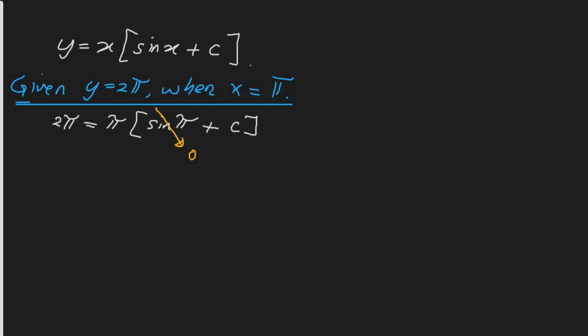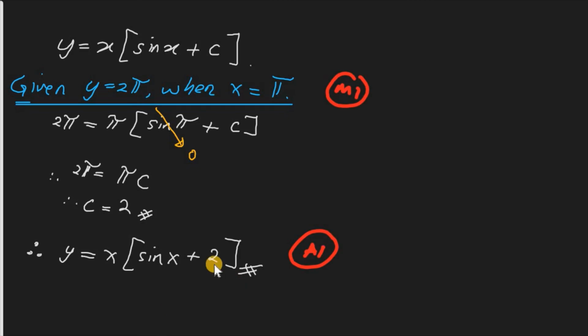So hence we can solve our constant c. This is 0, so we have 2 pi being pi c. So hence c is 2, right? Don't stop there, make sure that you conclude your answer. So hence our y is x sine x plus 2. So that's the final answer.